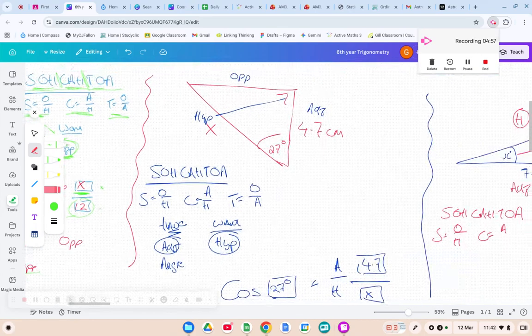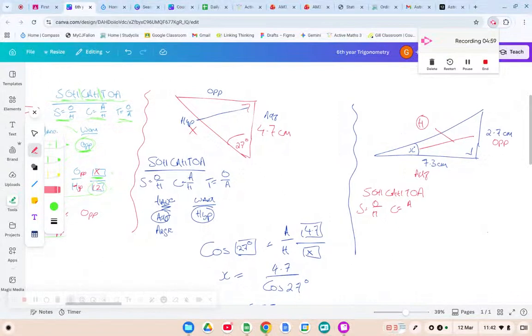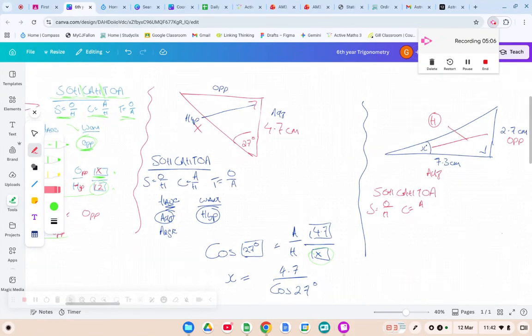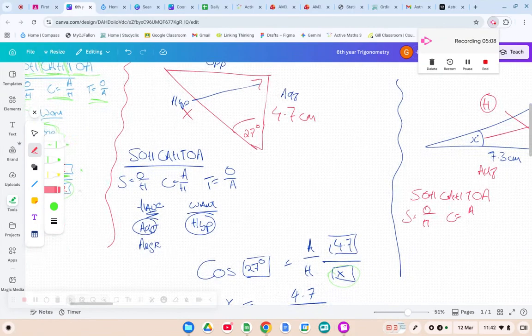Scenario number 2, we're given another triangle. In this case, the unknown is going to end up in the bottom. But let's go through the process again, nice and carefully. Here's the triangle, here's the right angle, that's how we name the hypotenuse. Here's the angle of the question that becomes the opposite, and this is the adjacent.